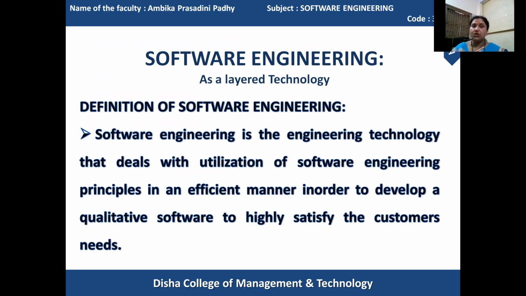The software engineering, what actually does it mean? From the definition we can know its meaning. Software engineering is the engineering technology that deals with utilization of software engineering principles in an effective manner in order to develop a qualitative software to highly satisfy the customer's needs.